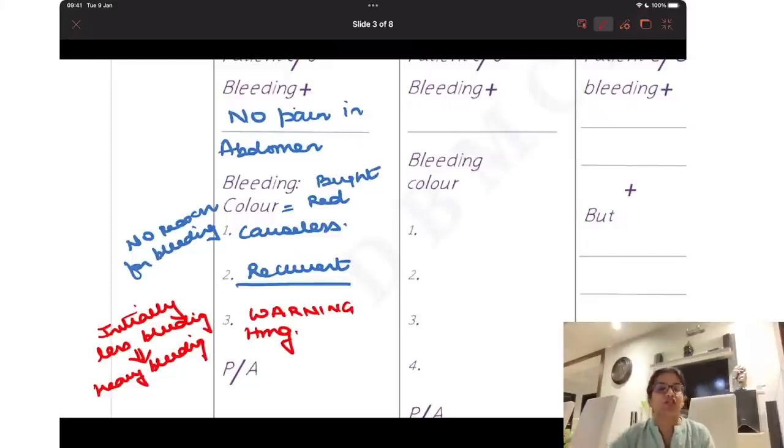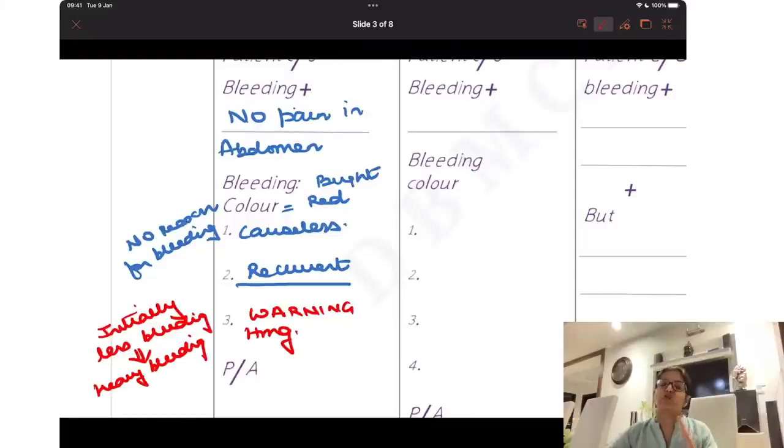So if your question says that the patient had bleeding but there was no pain in abdomen, and the patient gives a history: doctor, 3 days back I had bleeding and then the bleeding stopped, and now again the bleeding has started. And the bleeding 3 days back was less in amount, but now the bleeding is very heavy.